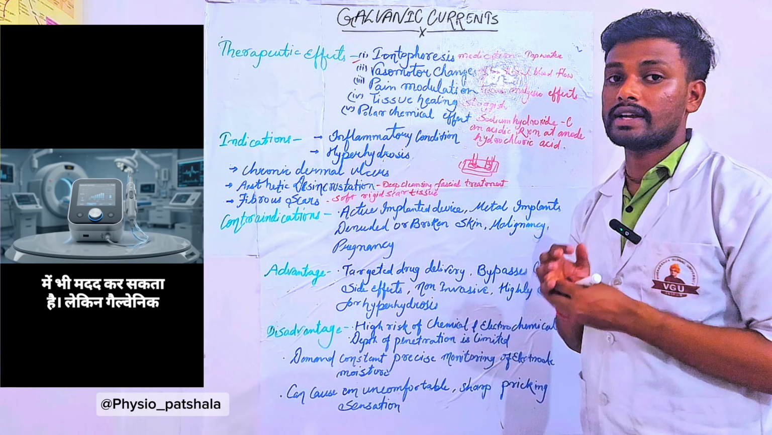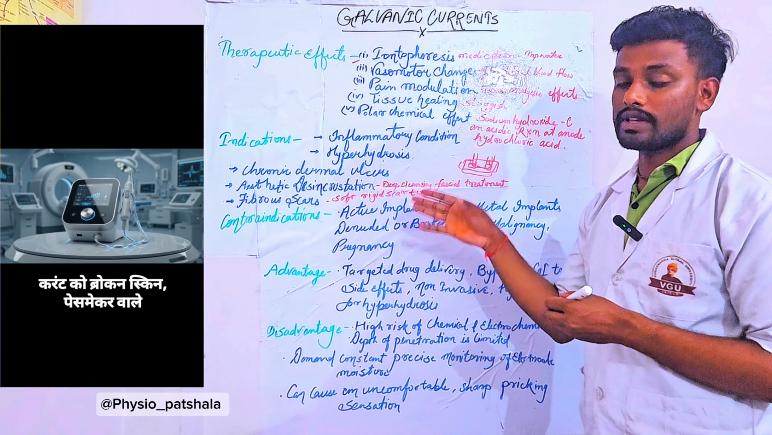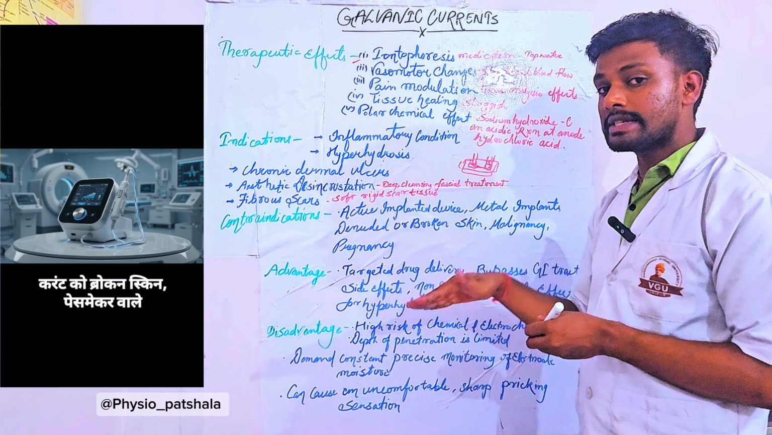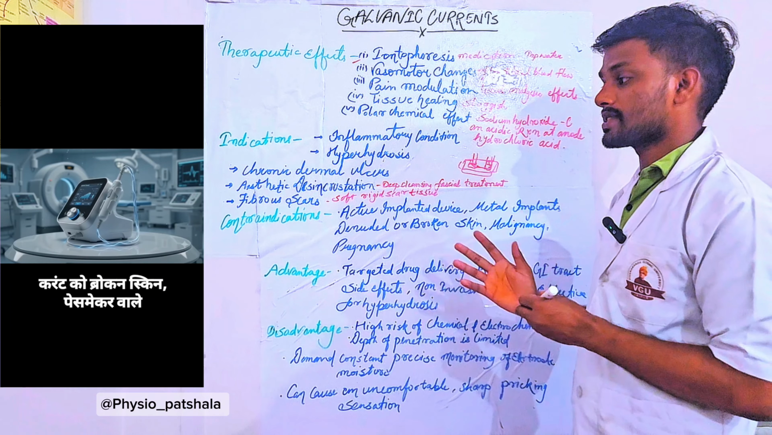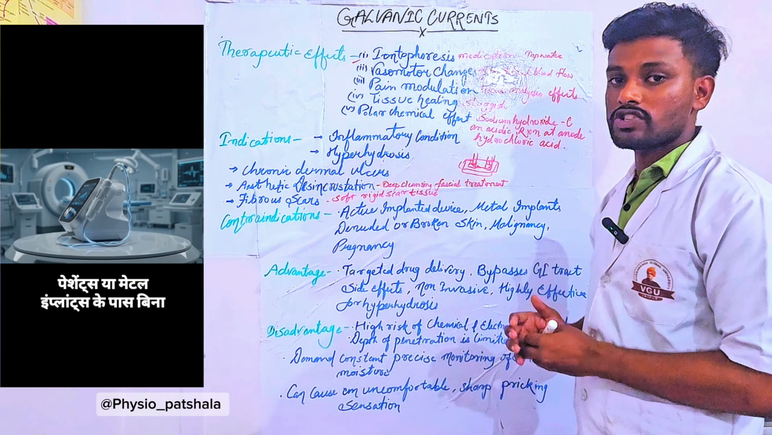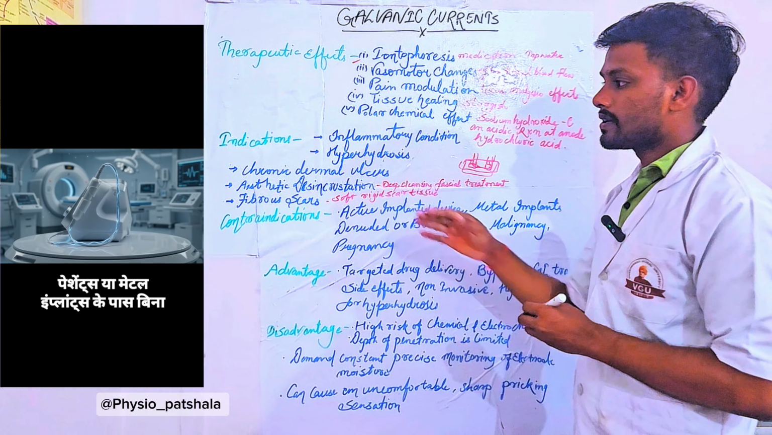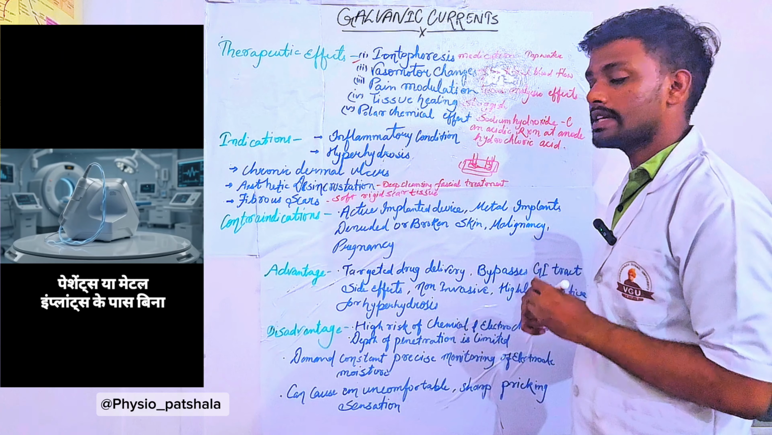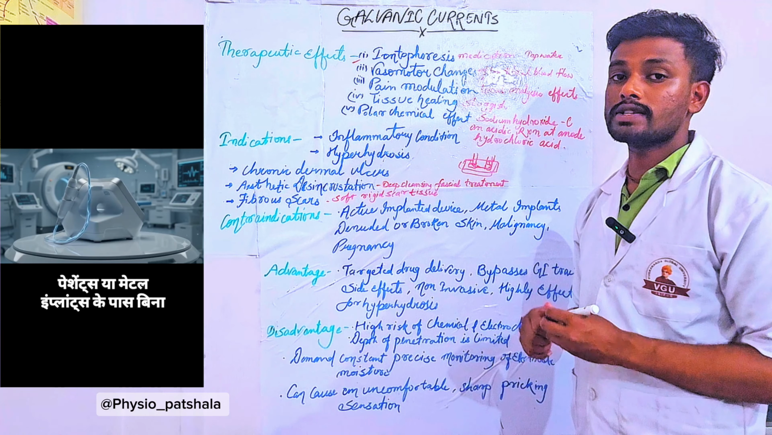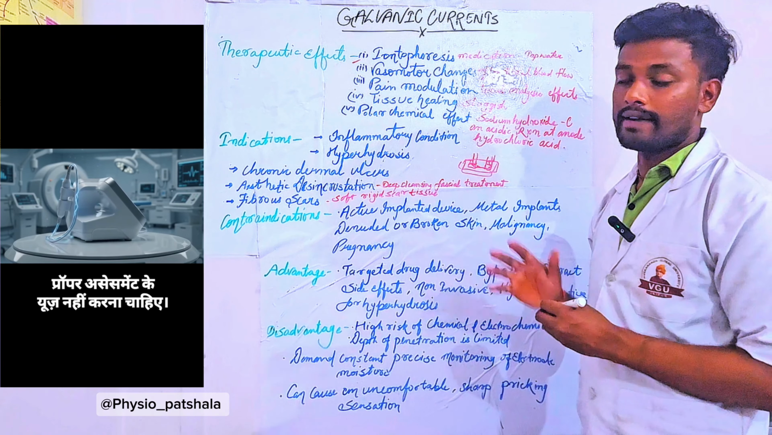At that time, galvanic current helps to increase the circulation over there, and rigid scar tissue is converted into soft scar tissue. So that is the indication of the galvanic current. Next are the contraindications. Contraindication means where we cannot use the galvanic current.